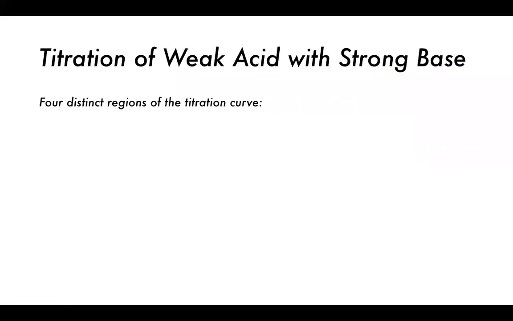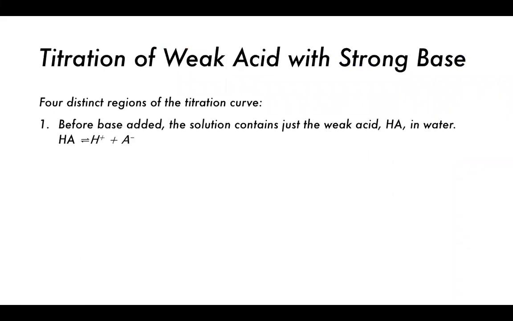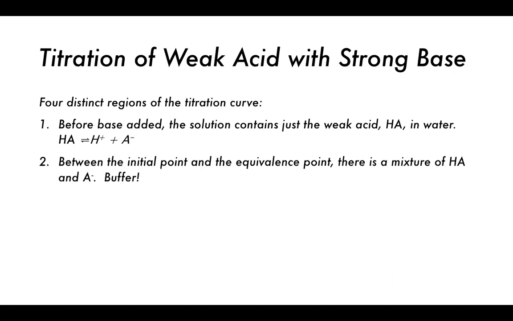So then the titration of a weak acid with a strong base, the 4 distinct regions of the titration curve include before the base is added, the solution contains just weak acid, HA, and water. And so HA dissociates to give H plus and A minus. Between the initial point and the equivalence point, there is a mixture of HA and A minus, which is clearly a buffer.